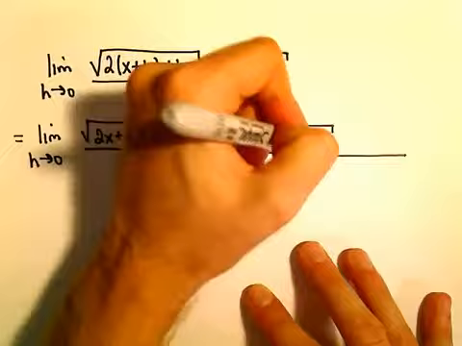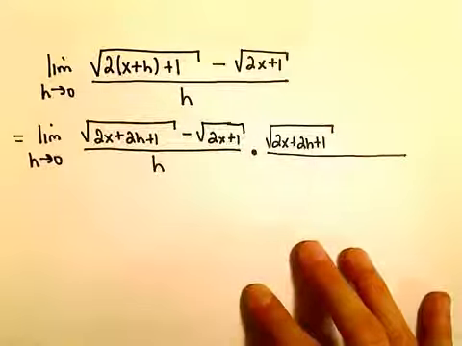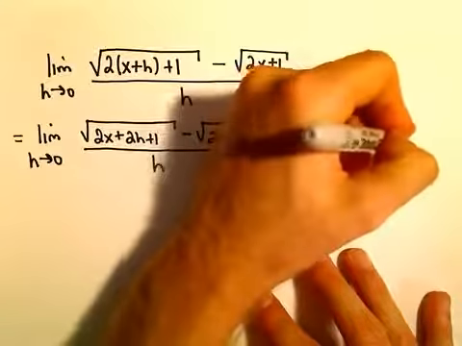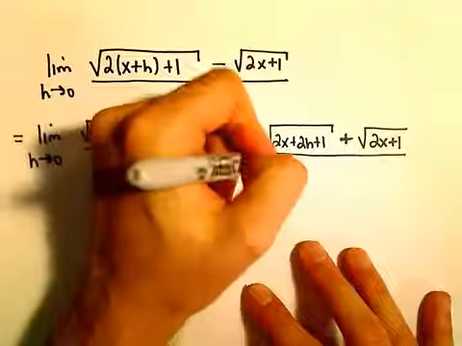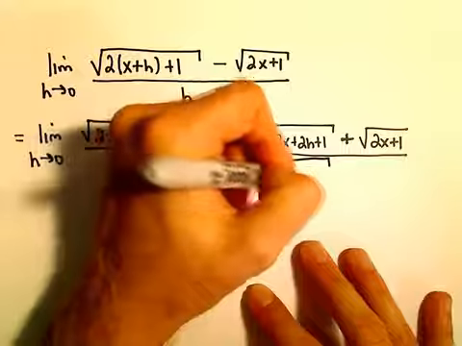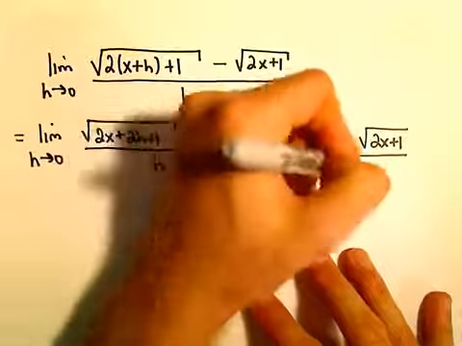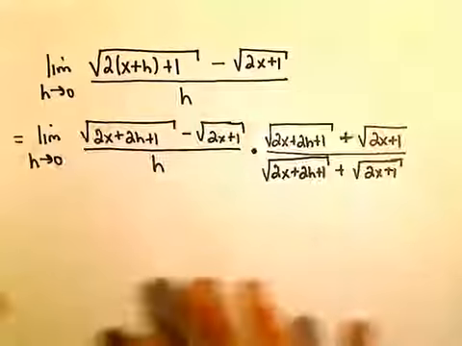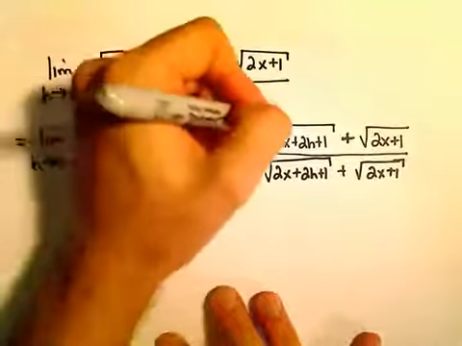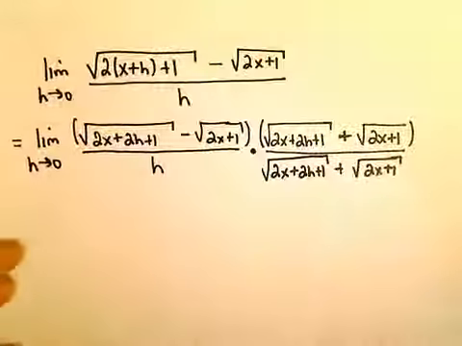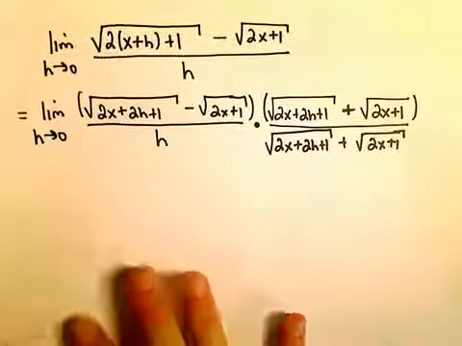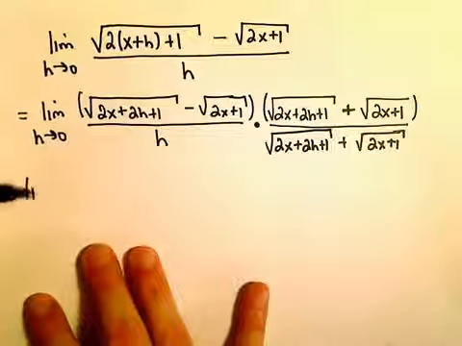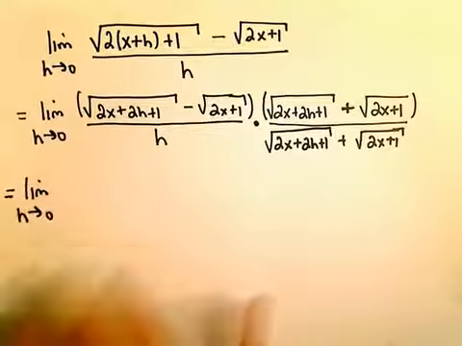So the square root of 2x plus 2h plus 1. We change our minus sign to a plus sign, and then we multiply, again, just by the square root of 2x plus 1. Well, since we multiplied the numerator, we also have to multiply the denominator by the same thing. And I'm going to stick parentheses around some of the stuff in the numerator just to remind myself to distribute here. So we'll have the limit as h approaches 0.